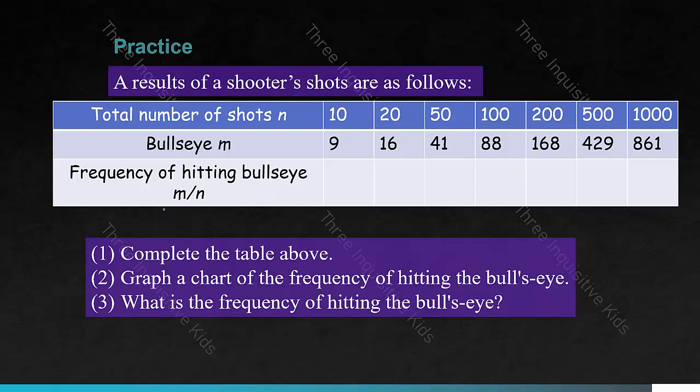So in order to find the frequency of an event happening, you have to do M over N. So the event over the total number of trials. So here, the frequency would be 9 over 10. For the second column, it's 16 over 20. Of course, we have to simplify everything. And so on. And then graph all this data onto it so you can look at the stability of the data.